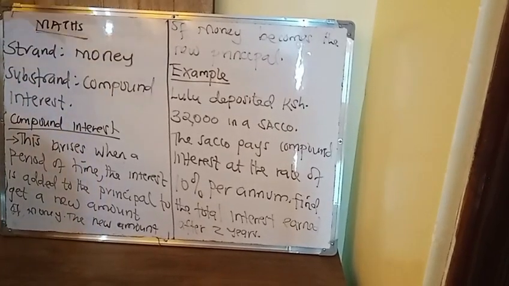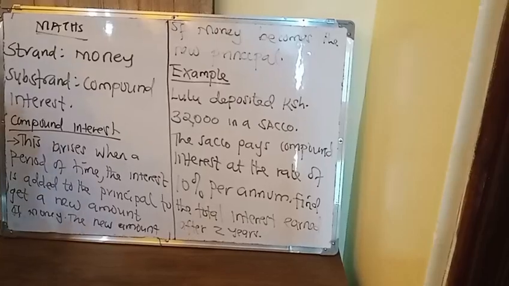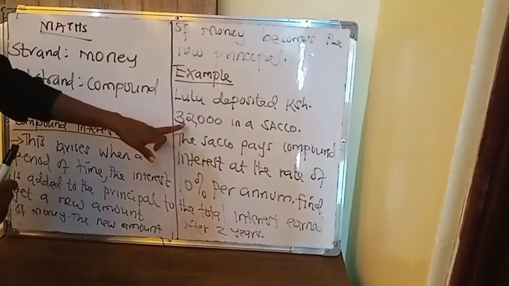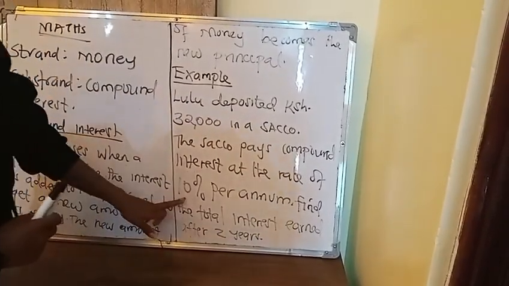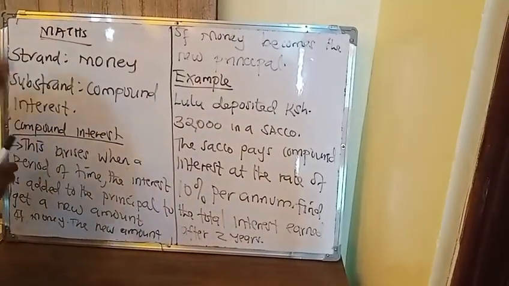I've said the formula is all the same, only that in compound interest you separate and do 1 year by 1 year. Each year is done alone. Lulu deposited 32,000 shillings in a circle. The circle pays compound interest at the rate of 10% per annum. Find the total interest earned after 2 years.